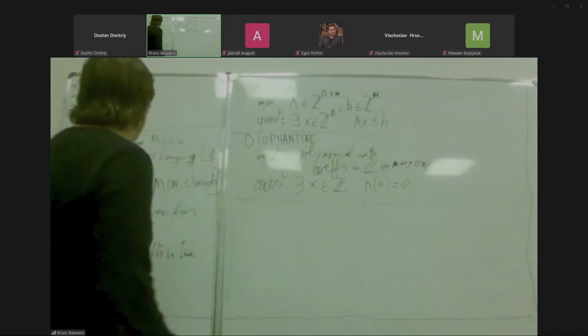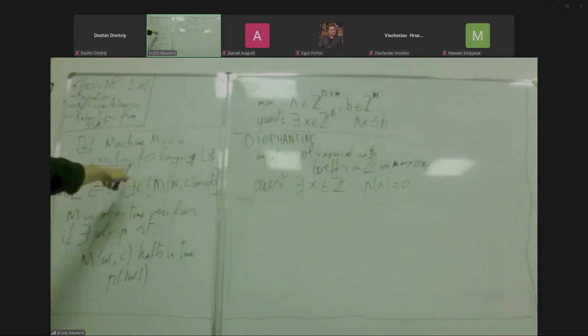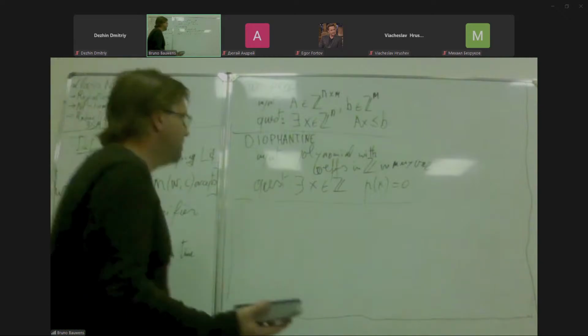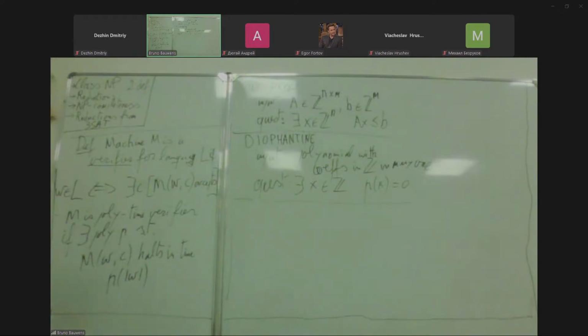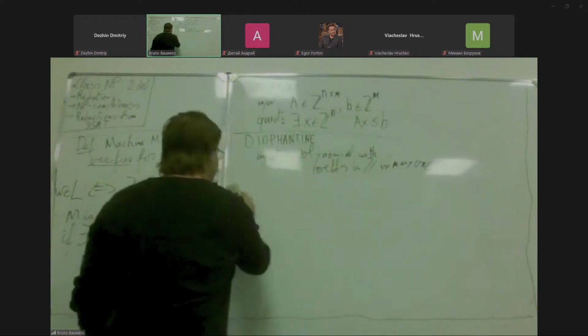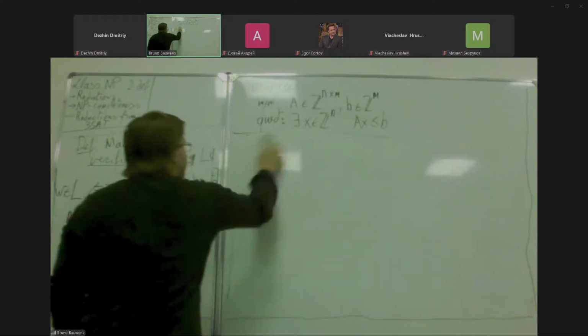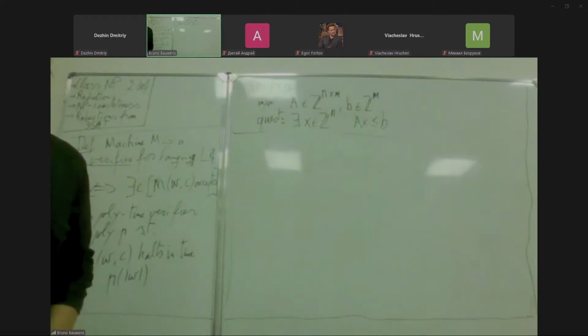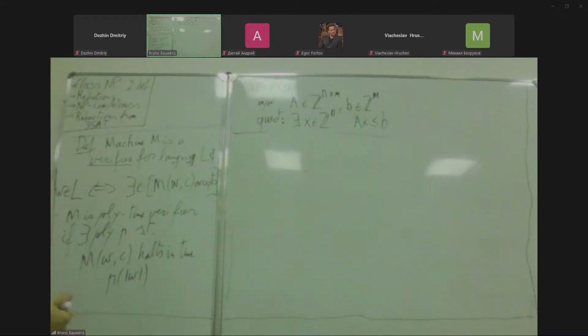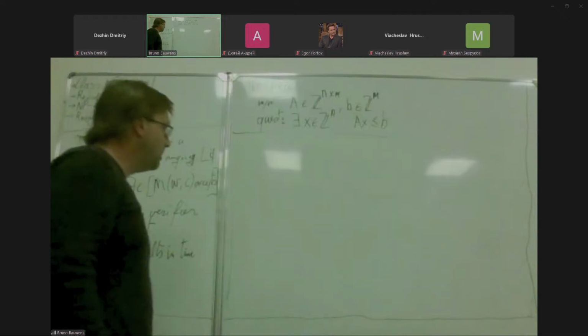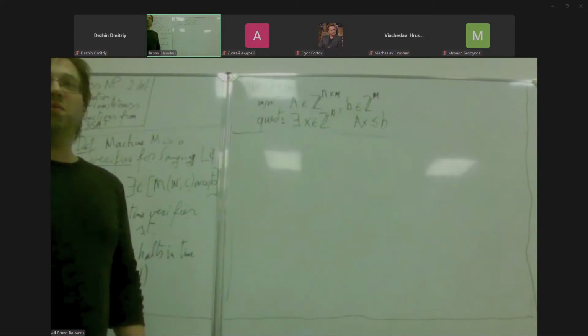Now I will give a second definition of the class NP. Oh, okay, I forgot to say: class NP is problems that have polynomial time verifiers, but you guessed it, right? Okay, the other definition uses a non-deterministic Turing machine.